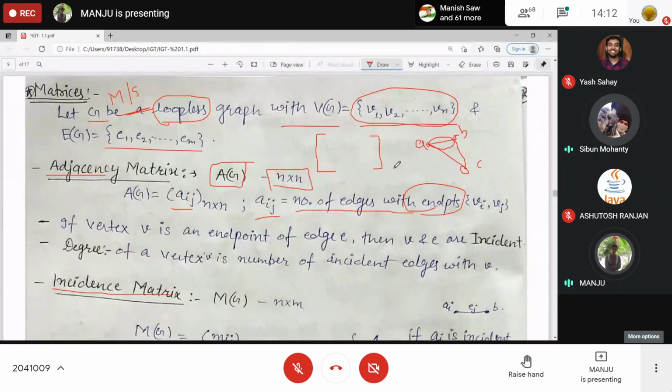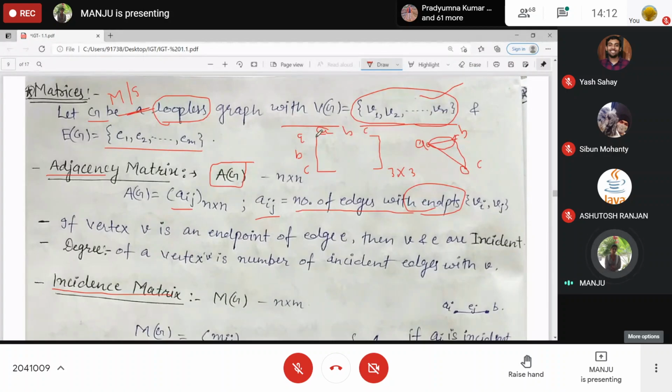The order is 3, so the adjacency matrix is 3 by 3, right? The number of vertices comes from the order of the graph, n by n, 3 by 3. For simplicity, you can write A, B, C over here. Whatever order you choose, you can write the same A, B, C here.